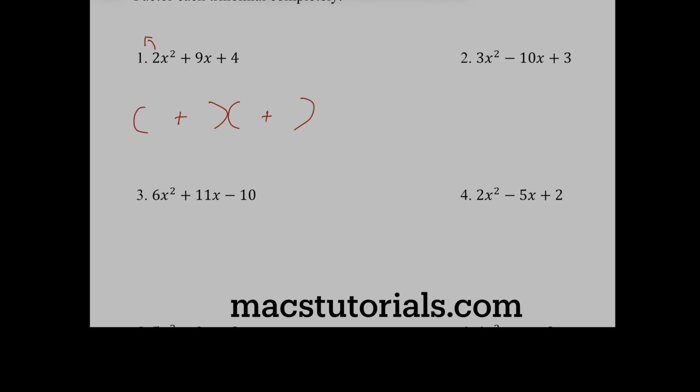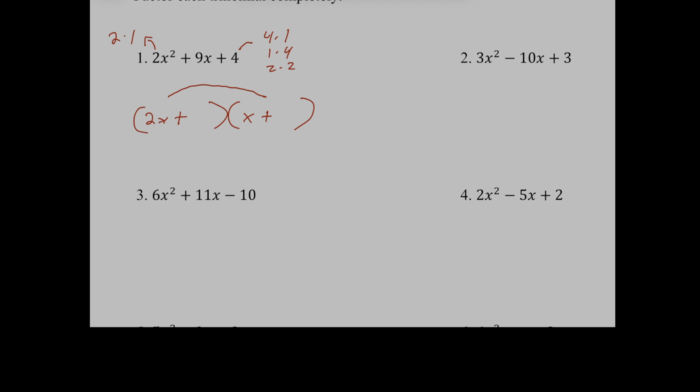The 2 can only break down to a 2 and a 1, so I'm going to write a 2x and an x to start. That's done. I'm not going to fix any of that. But now when I look at this 4, it could be 4 and 1, or it can switch around the 1 and 4, or it can be 2 and 2. And of course, we don't need to flip those around. And what I want is I want my outies plus my innies to add to 9.